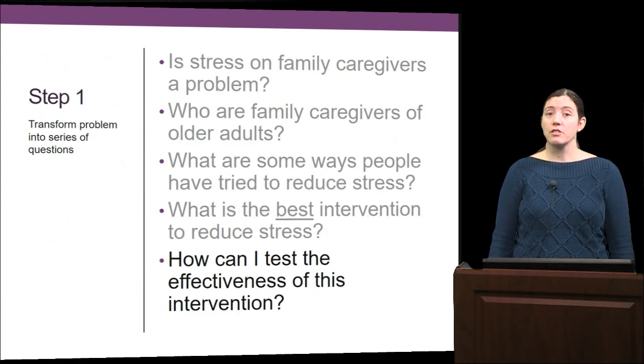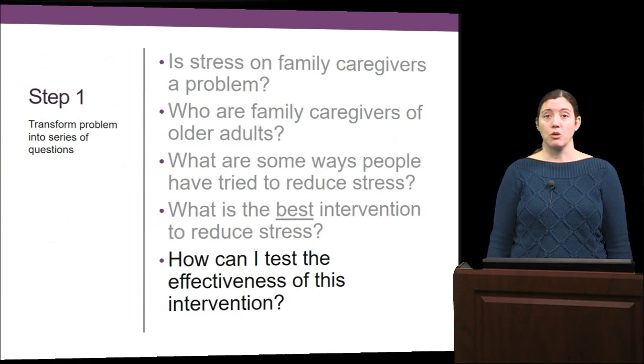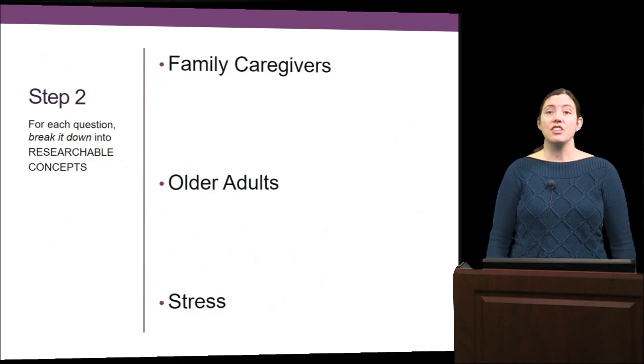Once you've broken your topic down into a series of researchable questions, then you need to break these questions down even further into researchable concepts. So for our example, family caregivers, older adults, and stress are the main concepts. And let's see how we would transform these concepts into a list of keywords using Boolean operators like and or in order to input them into the databases.